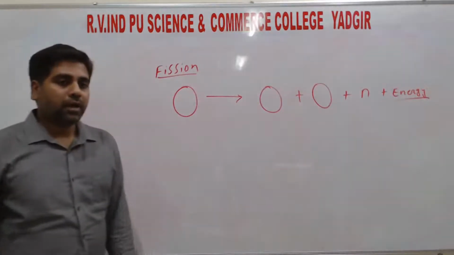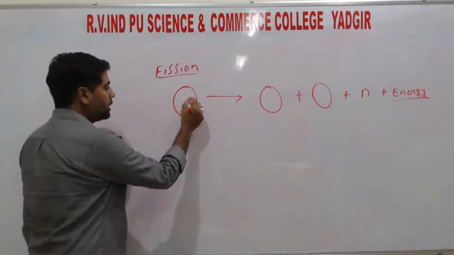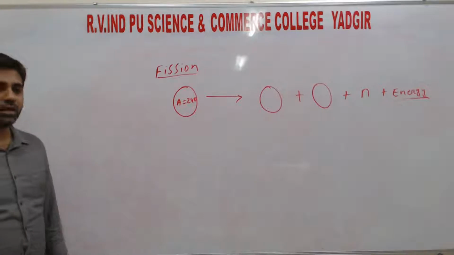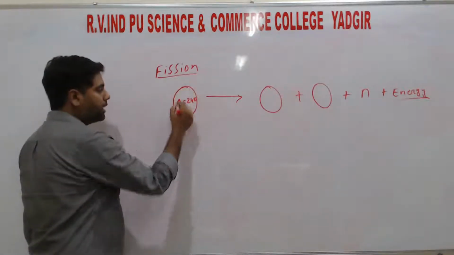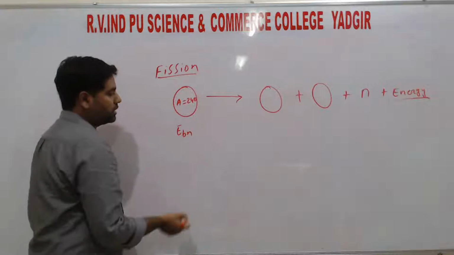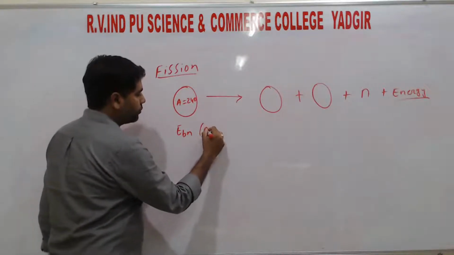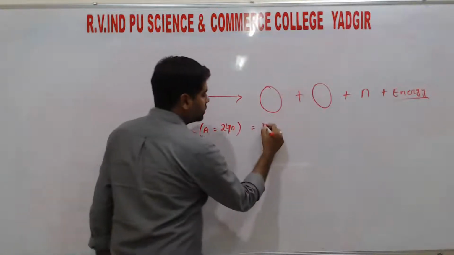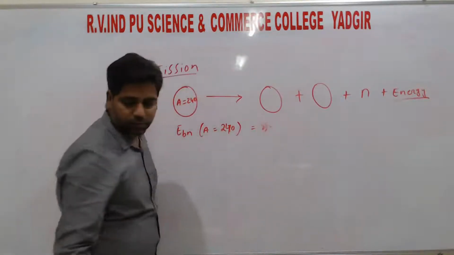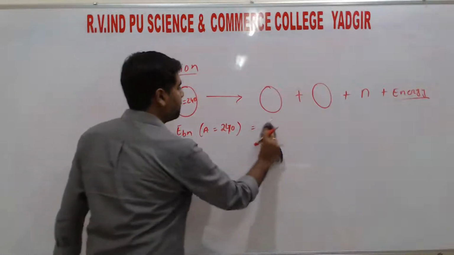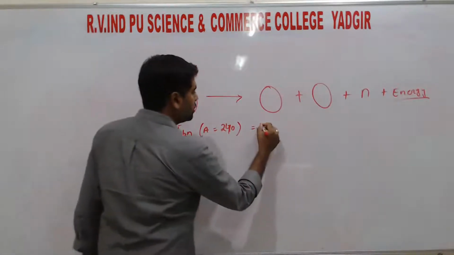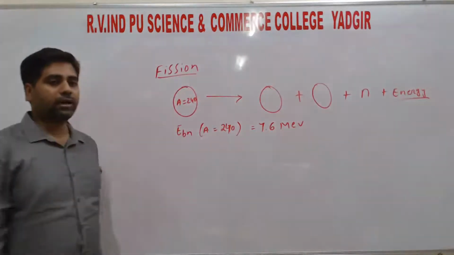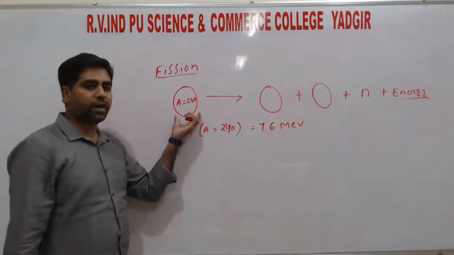Right? So this energy we are going to calculate. If we consider a heavy nucleus of mass number 240, then the specific binding energy of the heavy nucleus of 240 is around 7.6 mega electron volt, right? So this is the specific binding energy of the heavy nucleus.